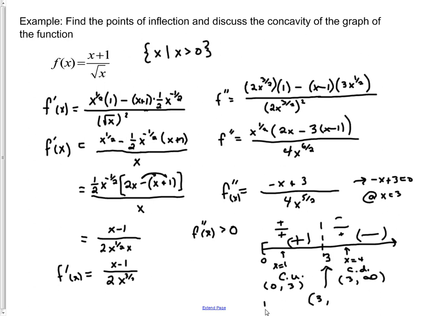But if we want a point of inflection, of course, the next thing that we have to do is calculate the value of the function at x equals 3. So we're going to go up here, and it's going to be 3 plus 1 divided by the square root of 3. We're substituting into the original function way up here, right? f of 3. So there we go. 3, 4 over radical 3. That is our point of inflection for this curve. And that's what we wanted to find out. So we're done.